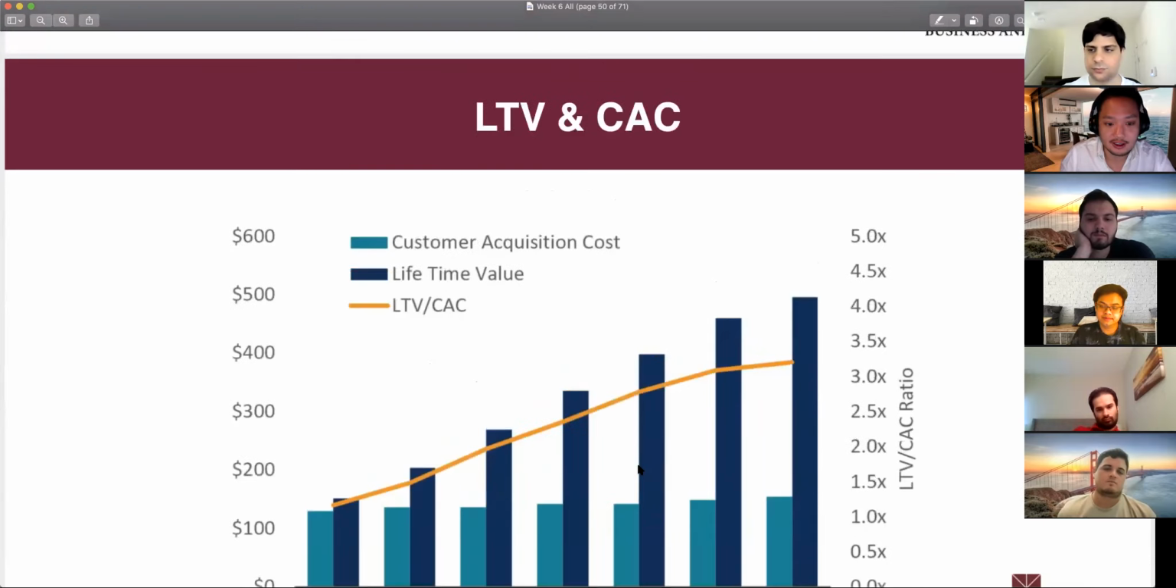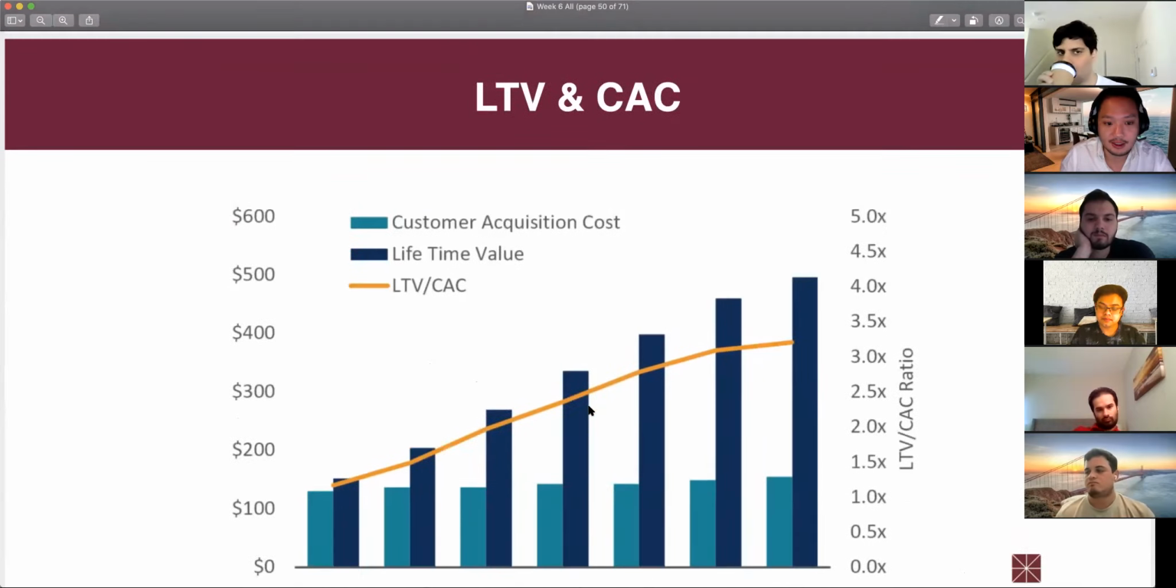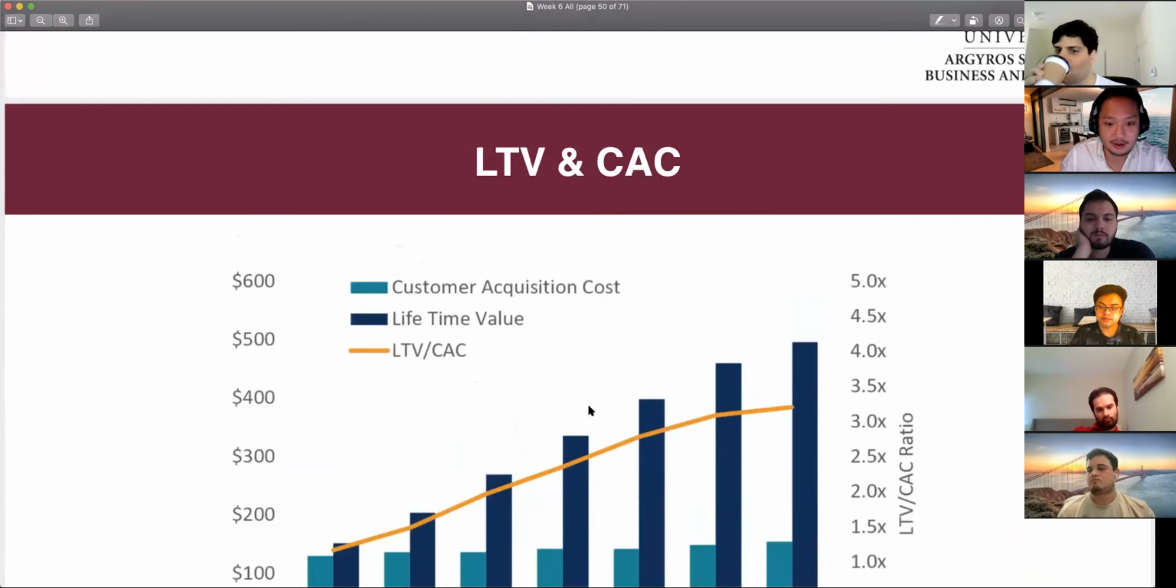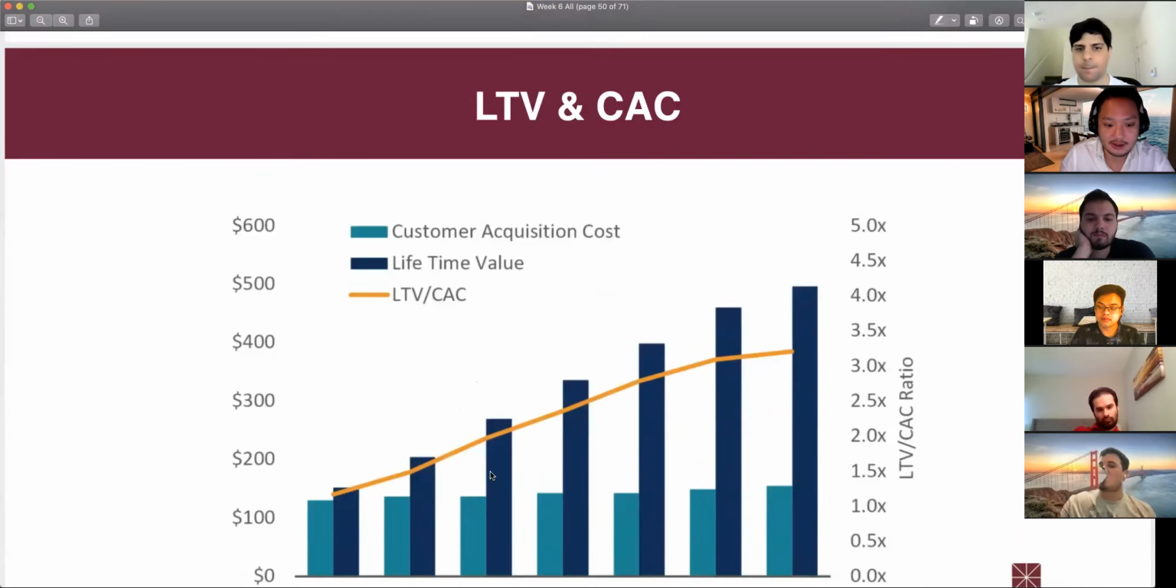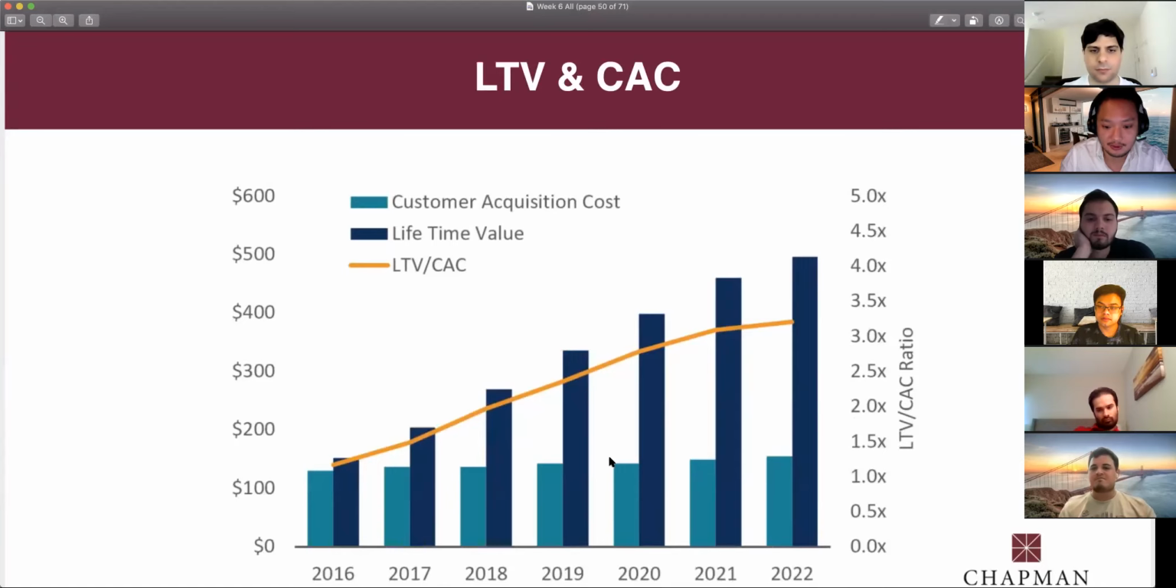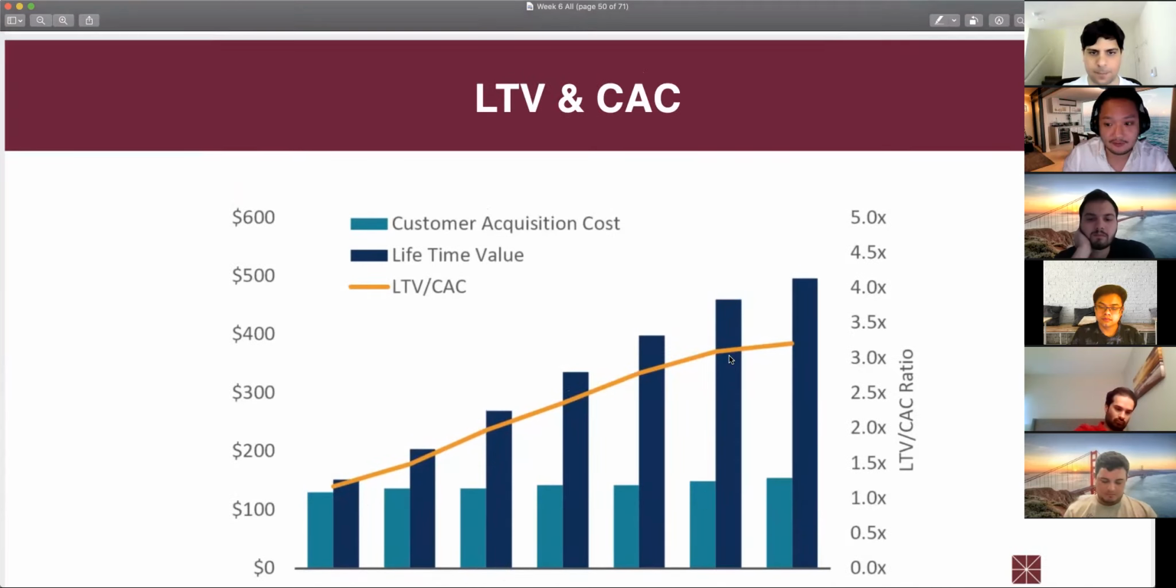Over a course of time, you want to be in a situation where your customer acquisition cost remains stable, and hopefully this grows. And if your net dollar retention is above 100%, the lifetime value of your customer will extend, and your LTV to CAC ratio could potentially improve.